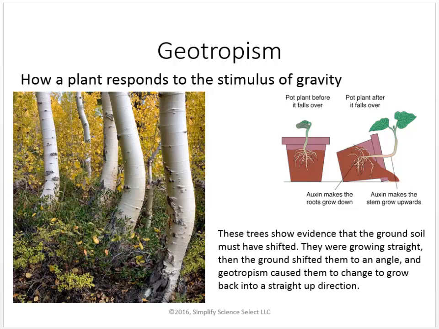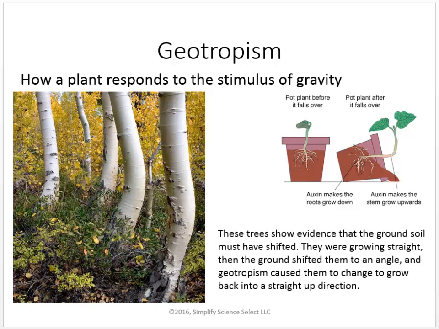Another example is geotropism. It's how a plant responds to the stimulus of gravity. So we'll keep growing upright even if you let a plant grow from a little ways and then you knock it over, or if there's some kind of shift in the soil or erosion. Sometimes you'll see trees that have funny bends in their trunks. They were growing straight originally, but then something happened, there was a shift, and now what's up was a different direction, and so they bend and turn.